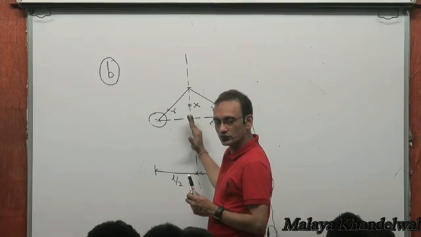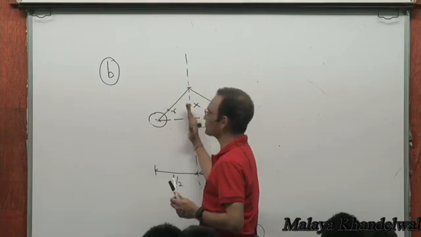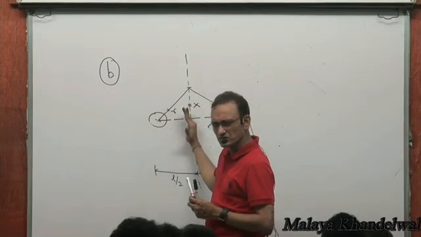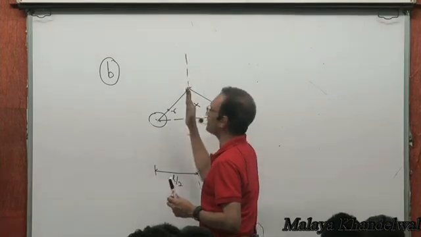Otherwise, why would it not be? How would it be symmetric? It is running parallel only to the two lines of charge. The symmetry plane also goes into the board. It's going into the board only like this.